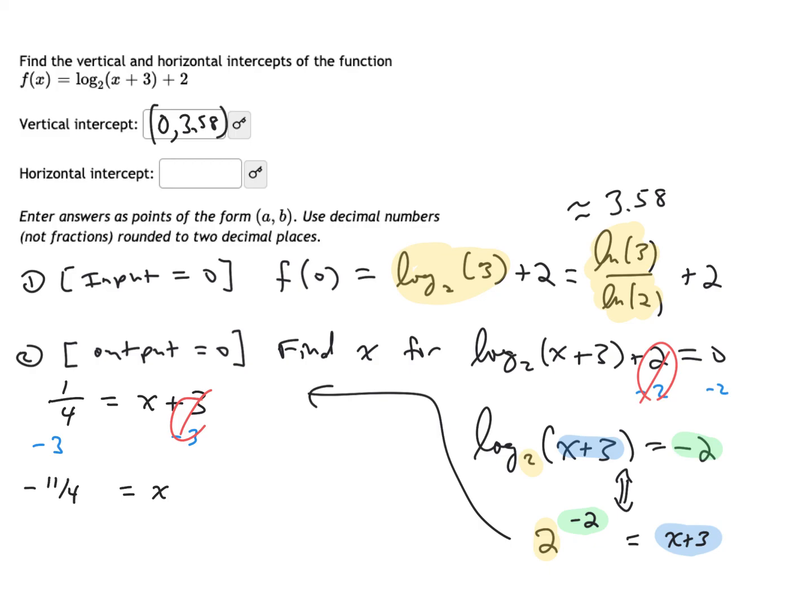We do want that to be a decimal to 2 decimal places, and so we can put that in our calculator and find that it's negative 2.75. So my horizontal intercept is x equals negative 2.75, and 0 will be the output.